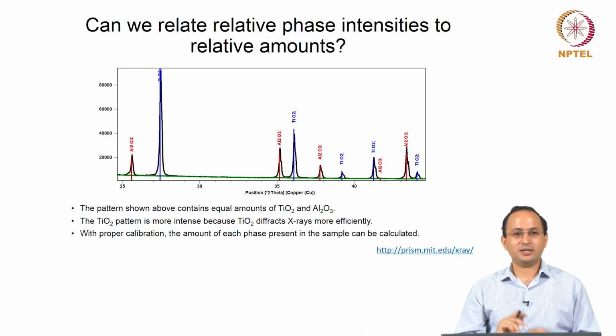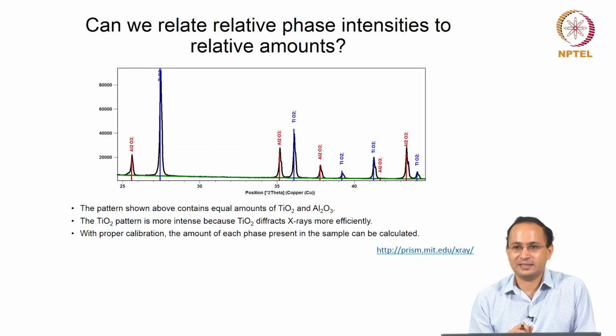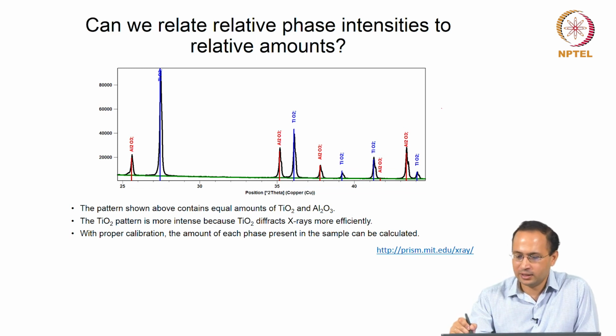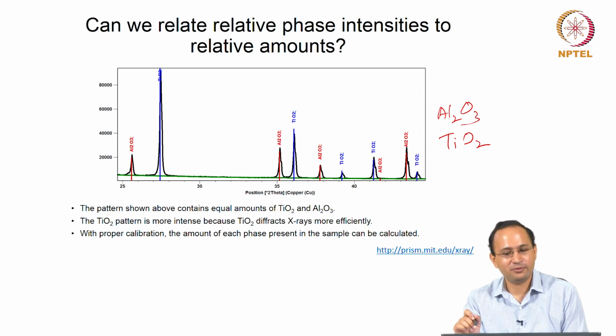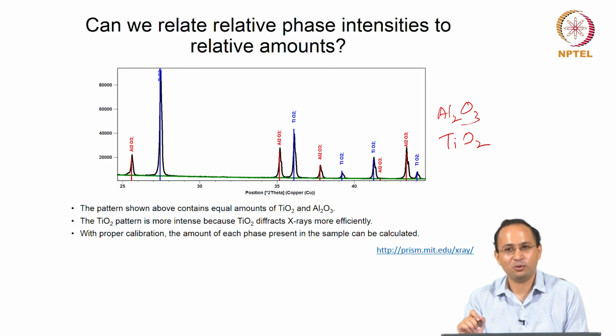Okay, so now the question comes, once you have identified these phases, suppose you have 2 phases in your sample. In this case, your sample is made of Al2O3 and TiO2. Can we relate these relative phase intensities to relative amounts? Often this is the question we ask. We always want to know how much of each phase you have. So, can we do this?